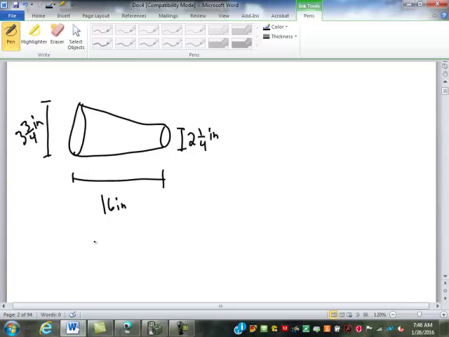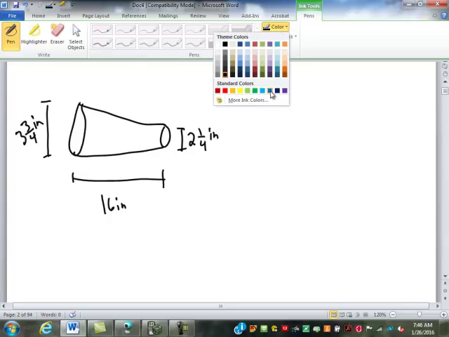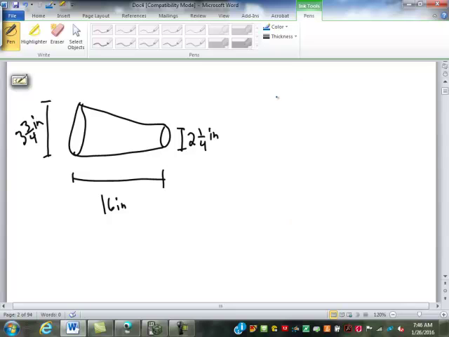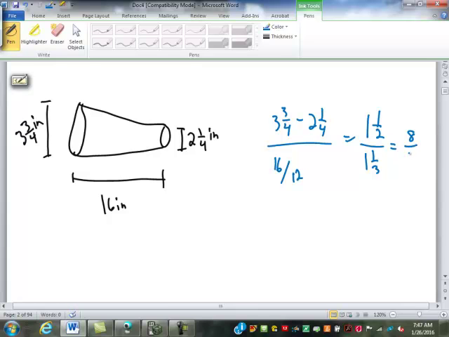How's that? So what'd you get here? 1.125. Okay, so it's 3 3/4 minus 2 1/4, which of course is 1 1/2, right? Over 16 divided by 12, which is 1 1/3, correct? Which is what, 9/8? Or 1.125 inches per foot.